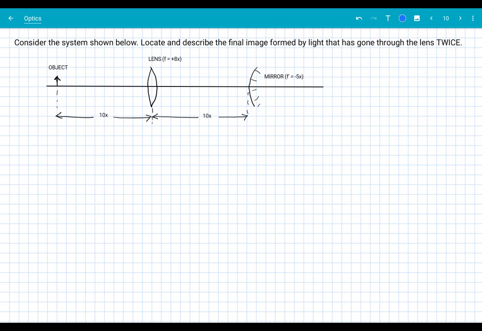Okay, let's tackle a composite system here. So this is a system of a converging lens, and we're given the focal length of that lens, and then the spherical mirror. So this is going to be a convex mirror that's shown in the diagram. And we can also know it's a convex mirror if you look at the focal length that's given, negative 5x. So negative focal length indicates that that would be a convex mirror.